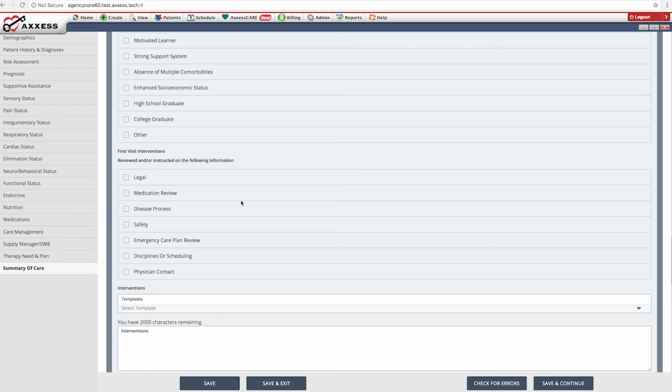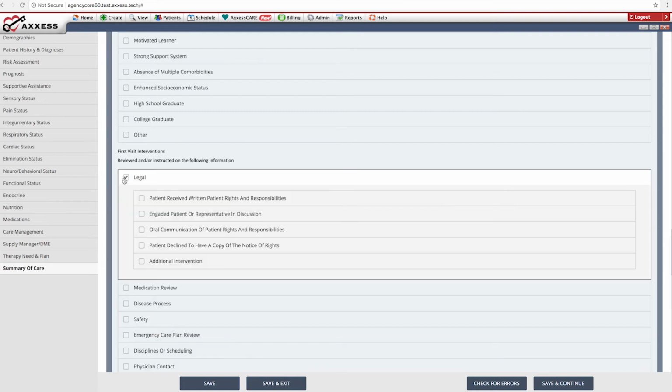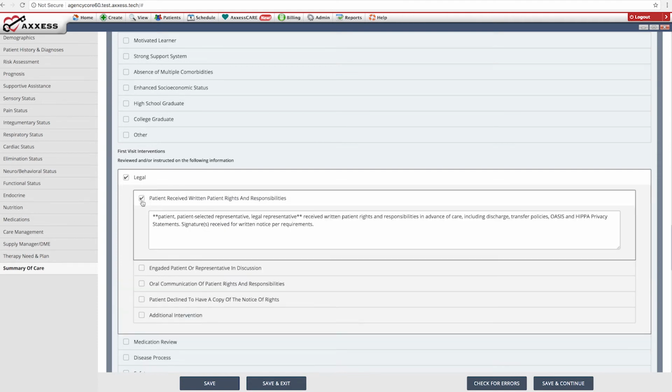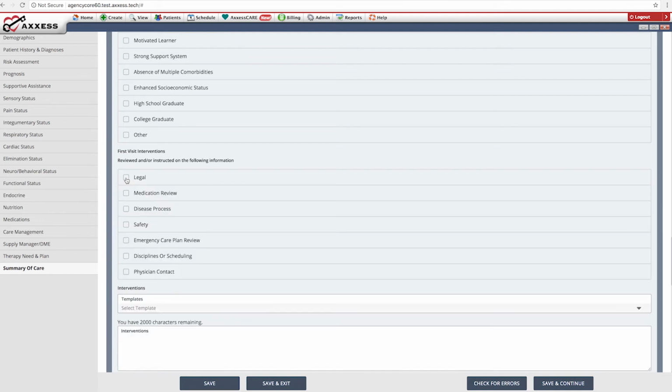Now, this next section is called first visit interventions. First visit interventions are extremely important within the legal ramifications for Medicare, and you have to answer all of these sections. So the first section is the legal section, and you want to identify if the patient received the written patient rights and responsibilities. If they received it, you check it. You can type your response here for how you want that to be documented.